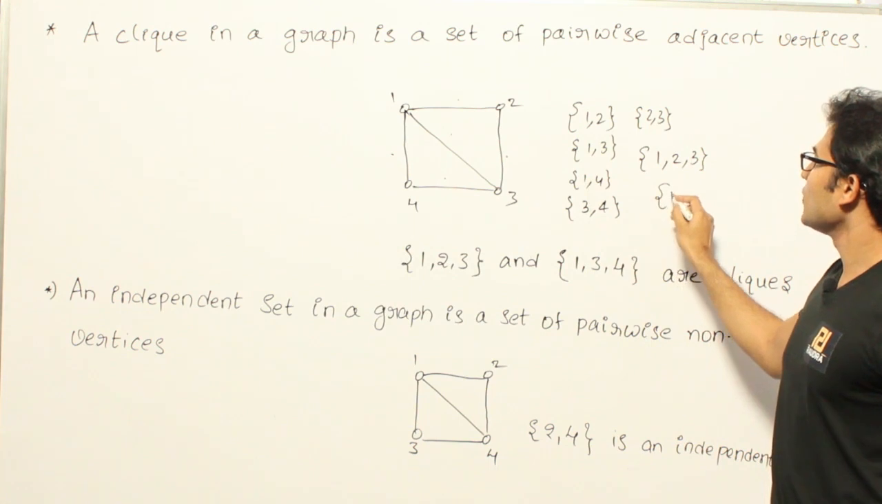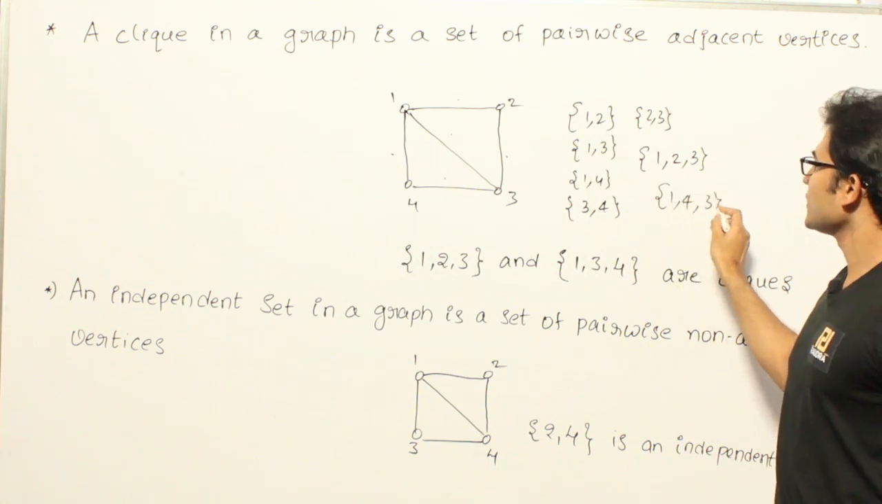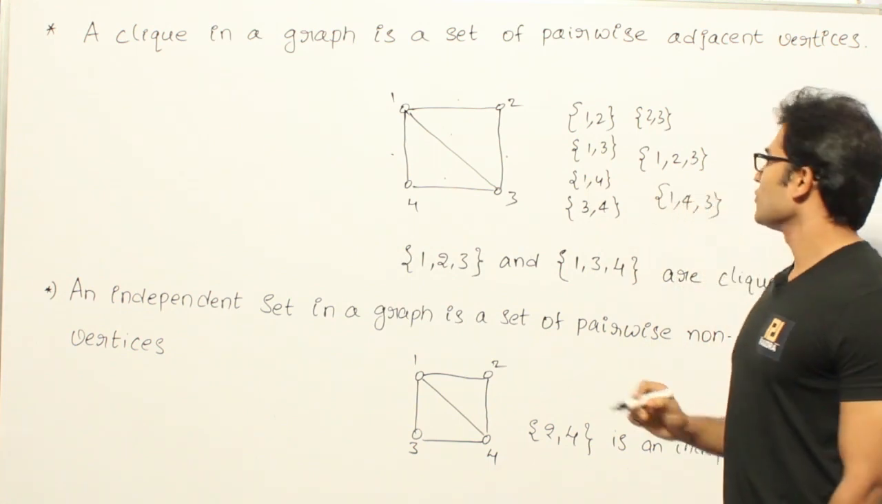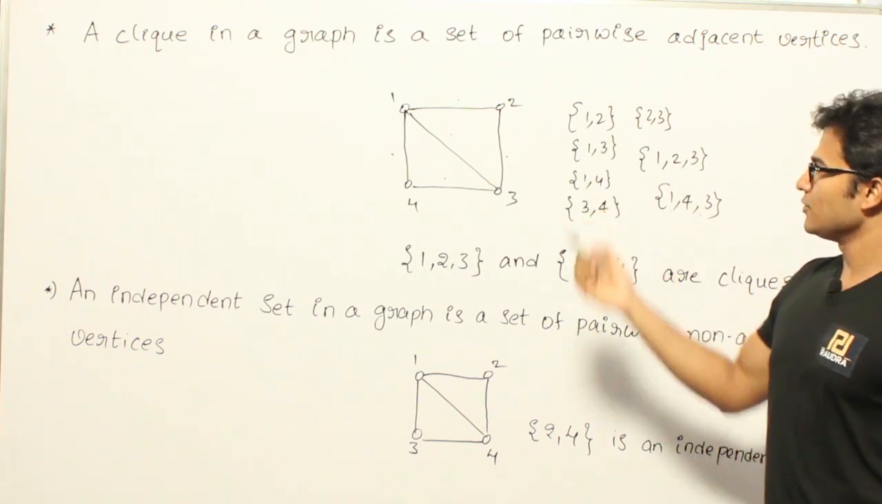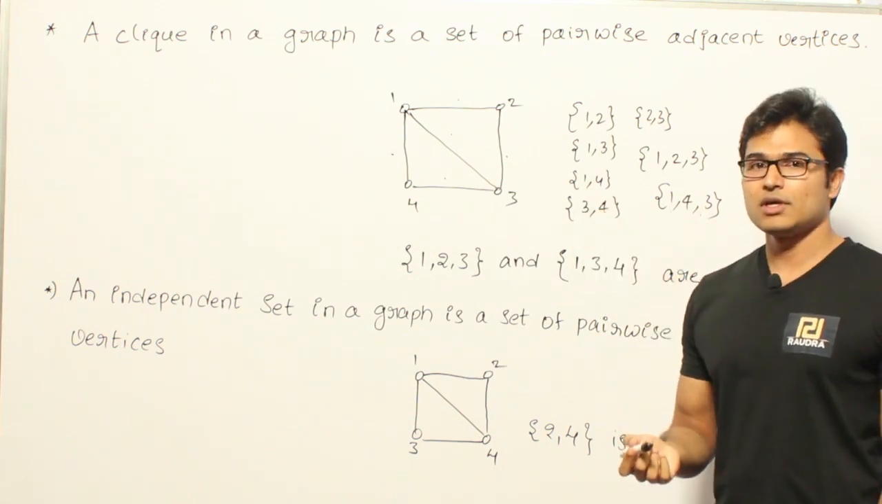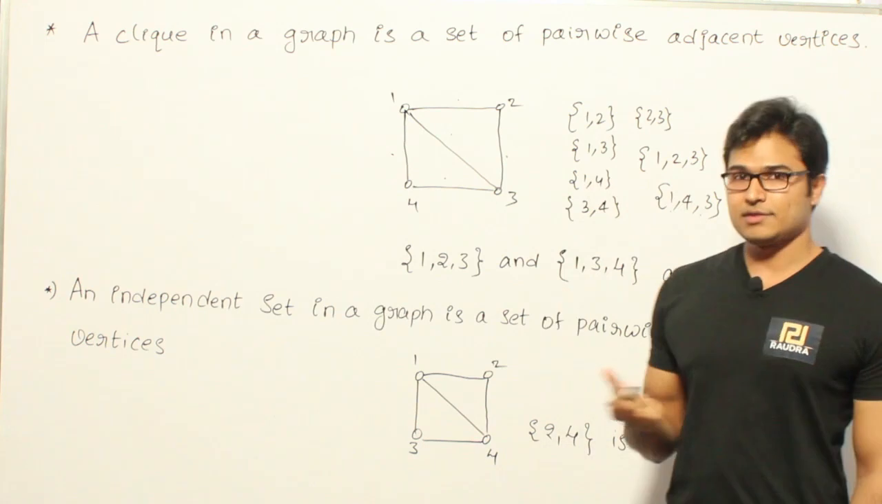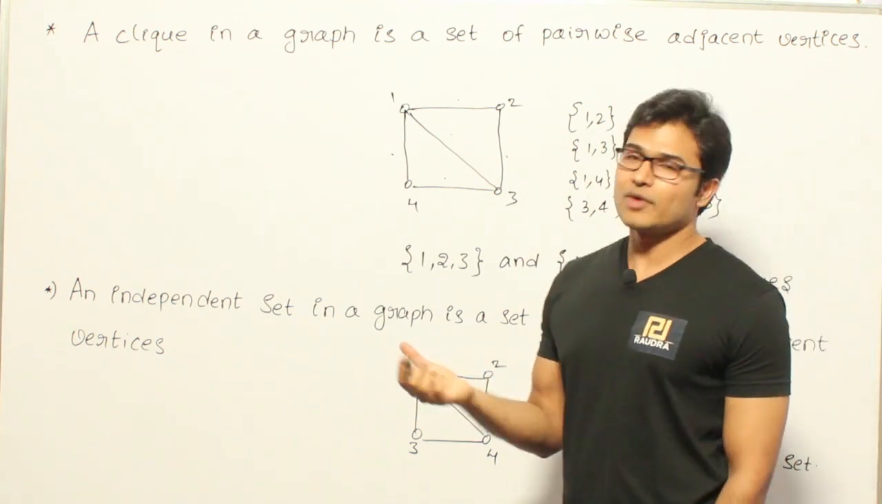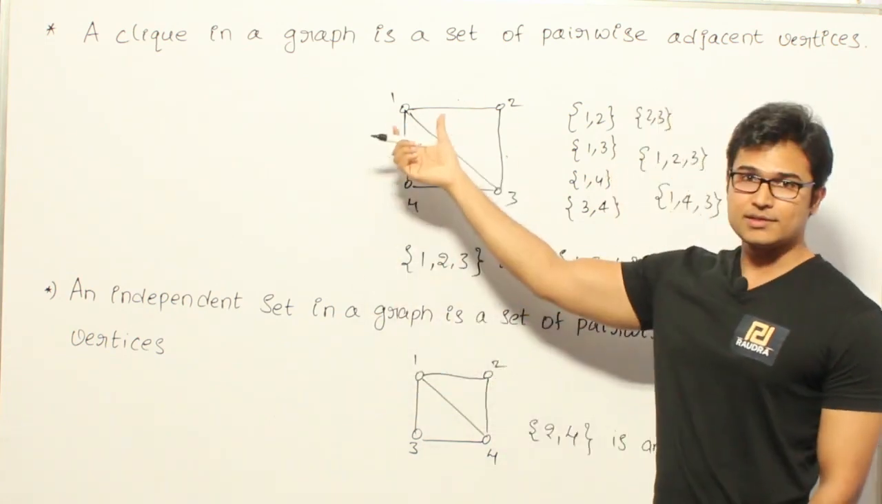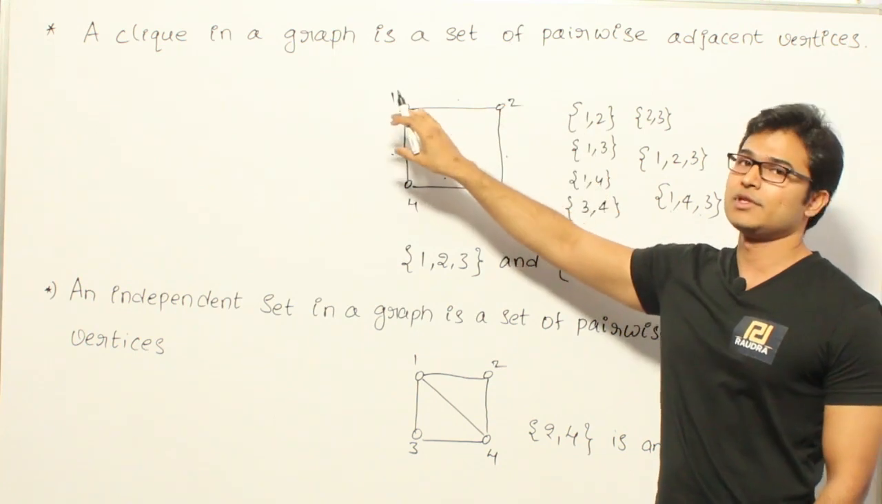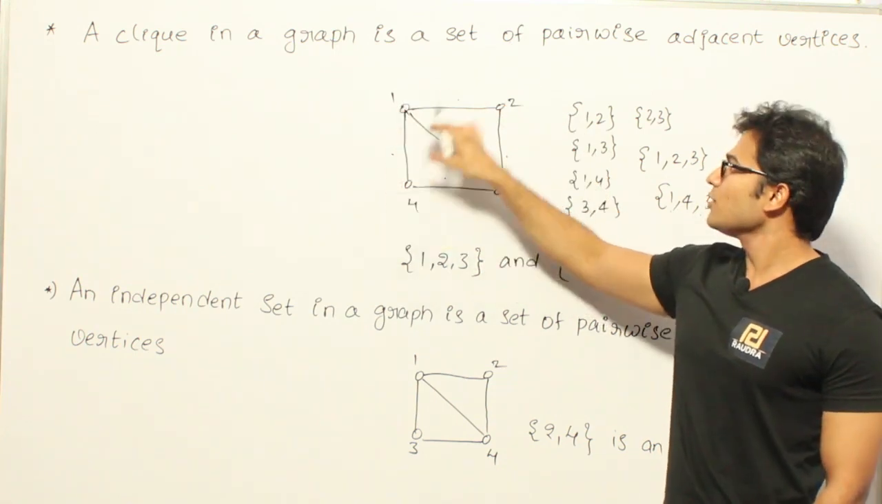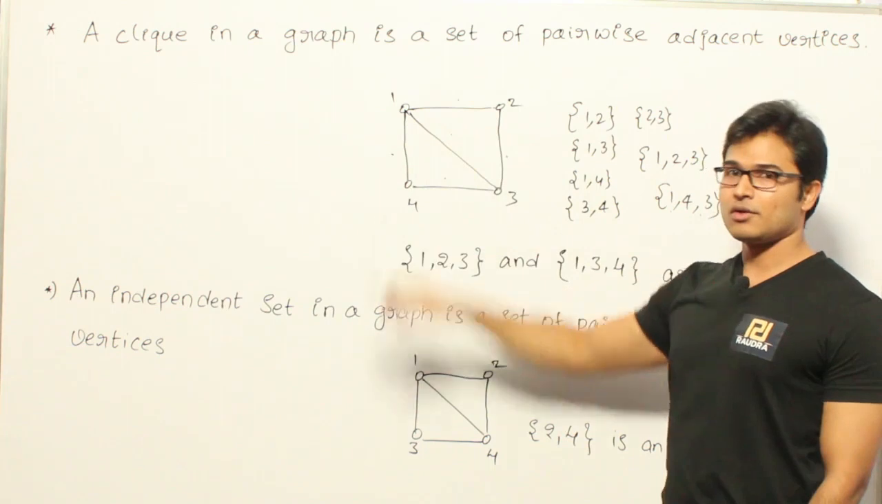And similarly 1, 4, 3 is another clique, right? So you can form a complete graph K3 with this. Now you cannot find a clique with 4 vertices. If you have to find a clique with 4 vertices, you have to include all these 4 vertices and you should be able to form a complete graph with that, right? But 2 and 4 are not adjacent, therefore you cannot find it.